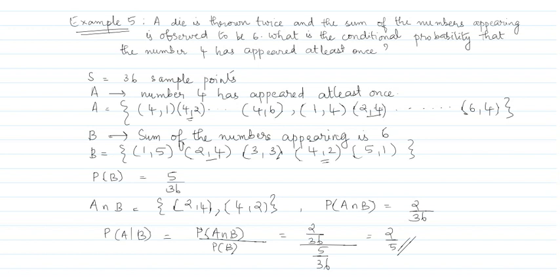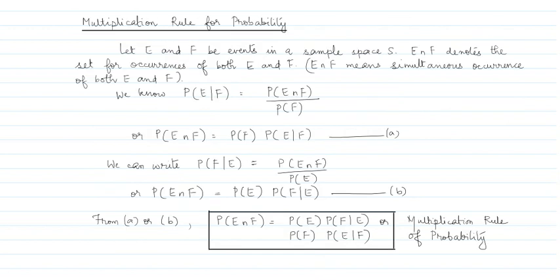So I hope this topic of conditional probability is quite clear to all of you. Now we'll move on to something called the multiplication rule for probability. If E and F are events in a sample space S, and what do we mean by E intersection F? E intersection F means the set for occurrences of both E and F.